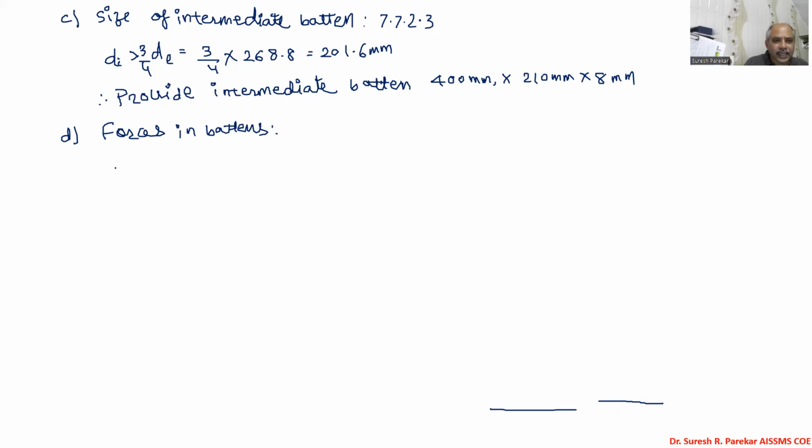We have VT, that is transverse shear, 2.5% of 1400, which is the axial force. Factored axial force will be 35 kilonewton. Then we have VB. These are given in IS.